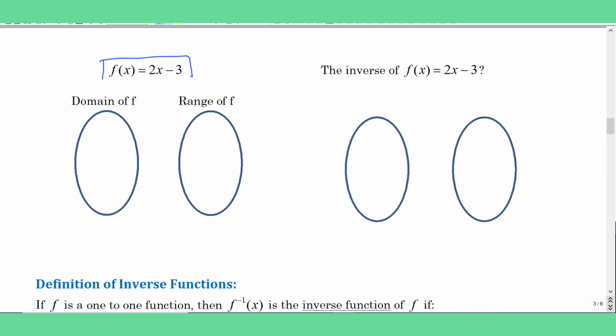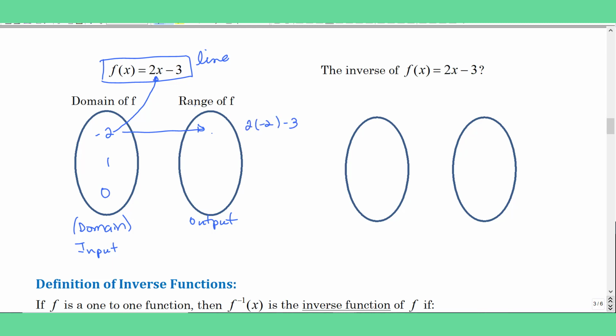Let's just look at this function. Now we know this is a line, and so the domain is all real numbers. But I'm just going to pick some random values for x. Remember, our x's, that's my domain, could be anything. What does it map to? Meaning, what is my output? Remember, this is my input, and I just picked some values. What's my output? So again, I replace x with -2. So 2 times -2 minus 3 is -7. I put in 1, I get -1. And if I put in 0, I get -3.